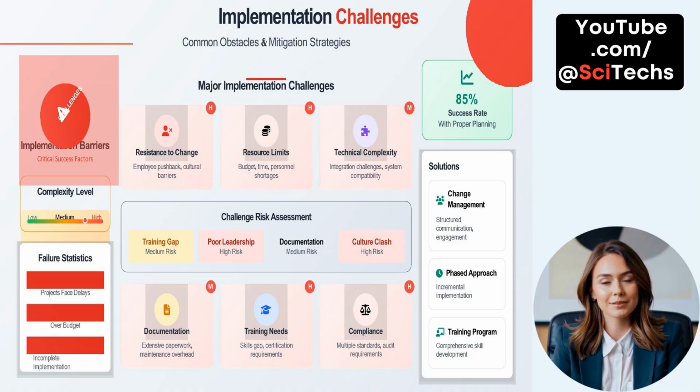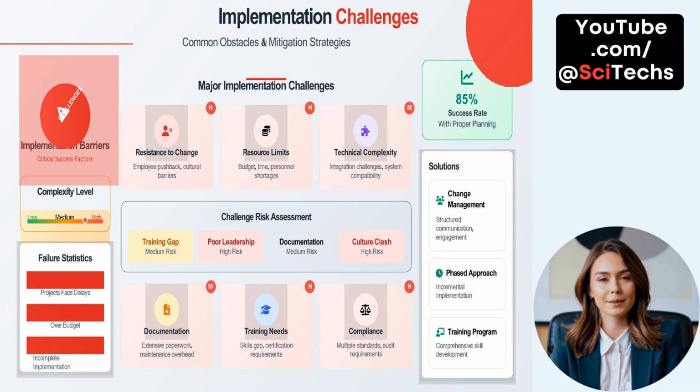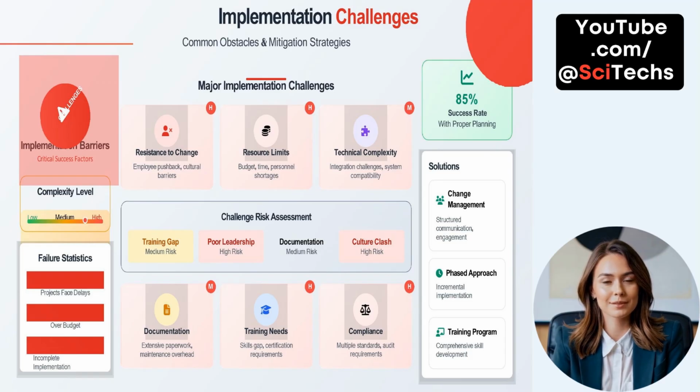Implementation challenges. Implementing a quality management system often faces significant barriers, many of which can threaten success if not properly addressed. Major challenges include resistance to change, which stems from employee pushback and cultural hurdles. Resource limits are another key issue, involving budget constraints, lack of time, and insufficient personnel. Technical complexity, such as integration difficulties and system compatibility, adds another layer of risk.